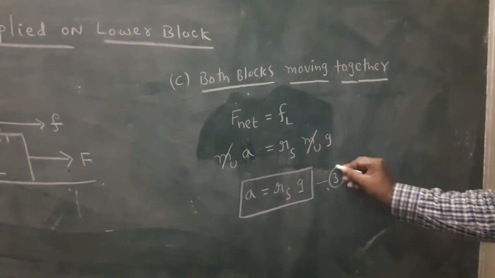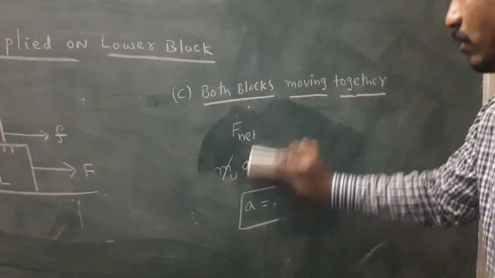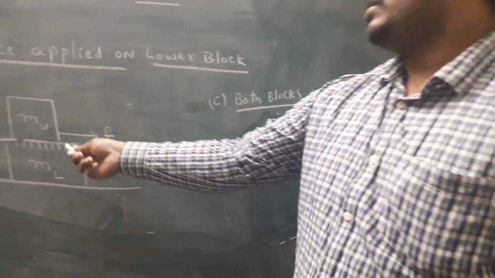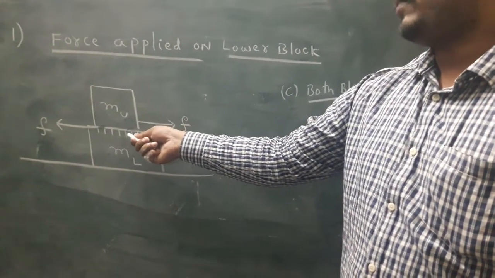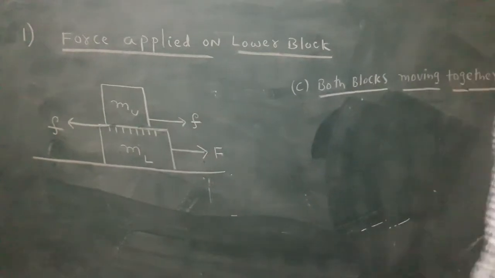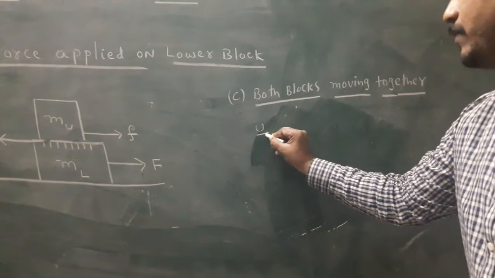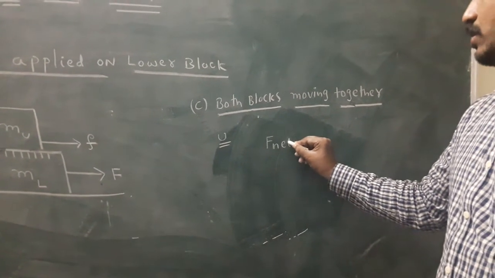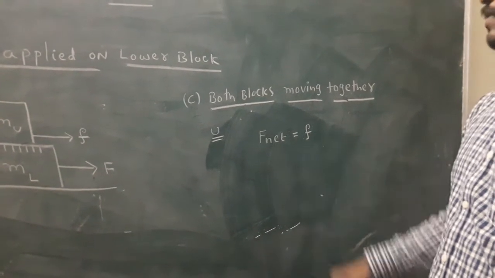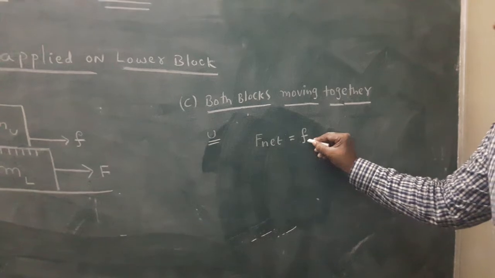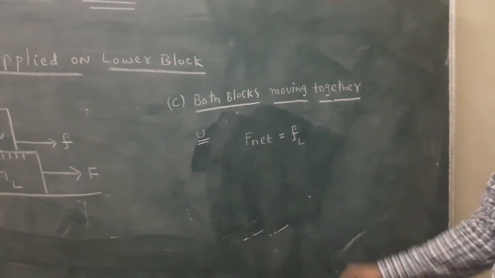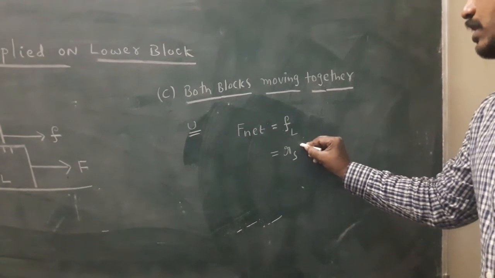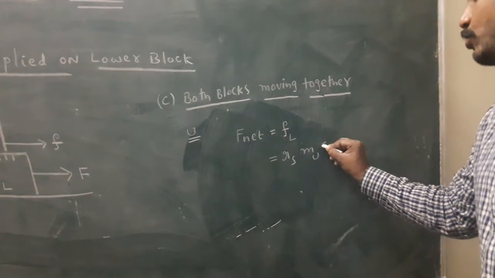Equation number 3. Once again I repeat this topic. Both the blocks commonly move. Commonly move means the rough surface provides common acceleration. For example, I take the upper block. Here the net force is only frictional force. Both blocks commonly move. The friction is limiting friction, maximum friction. Here FL is written as mu s into N. N means mu into g.